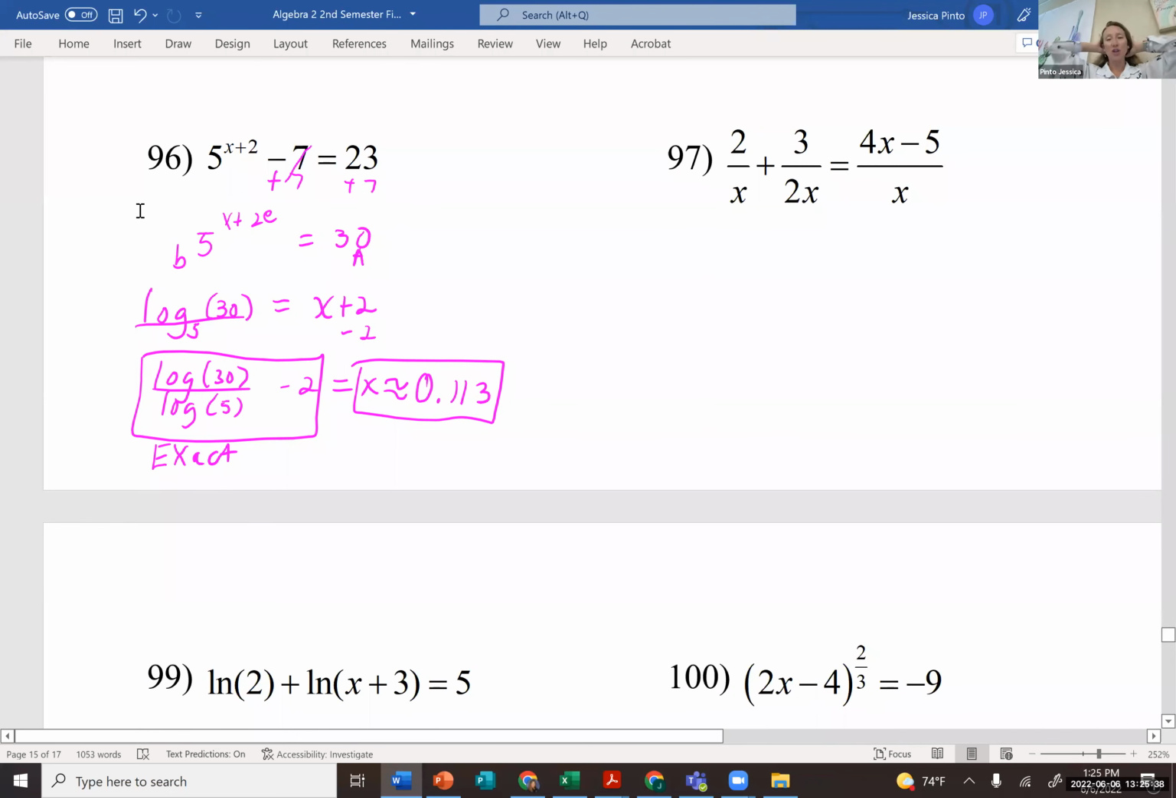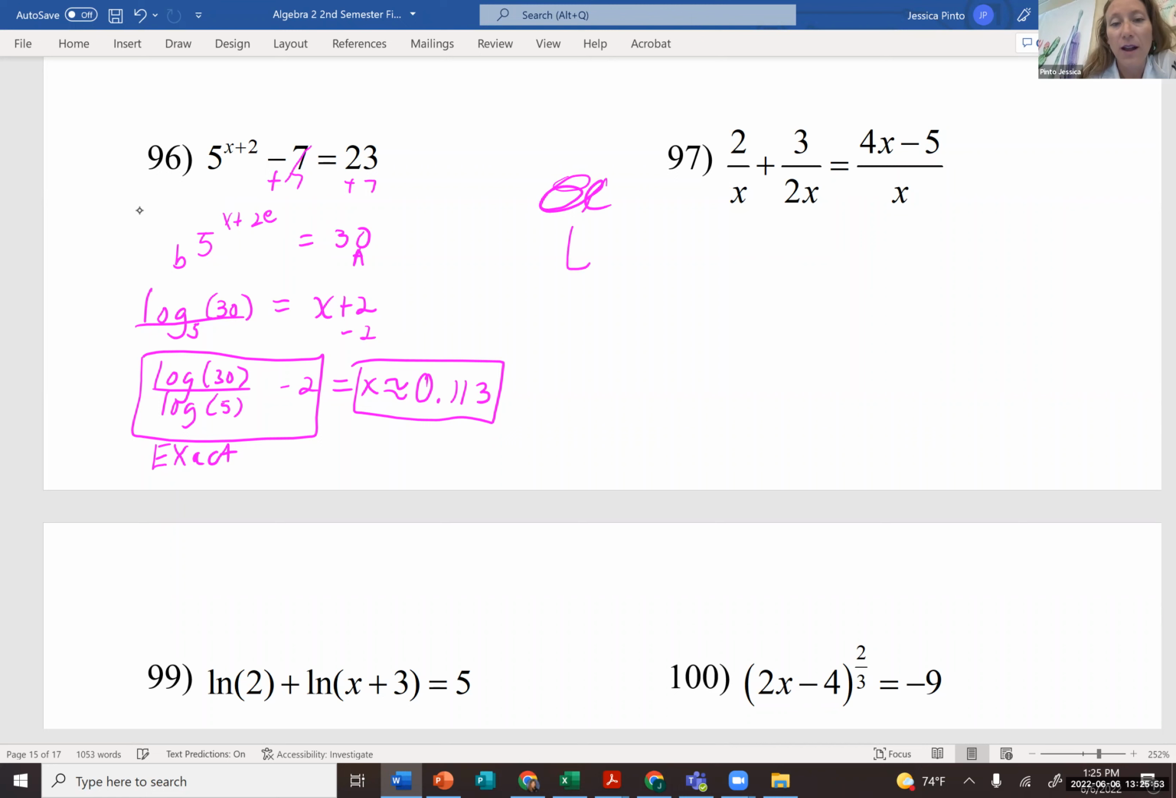97 is another rational equation. Here, the LCD is a lot easier to calculate. The LCD here is 2x. Whoa, okay, my computer thought that I was wrong, so whatever. LCD is 2x, so x does not equal 0.